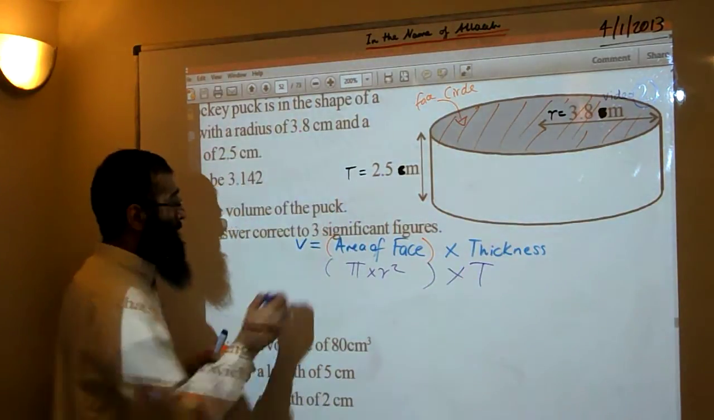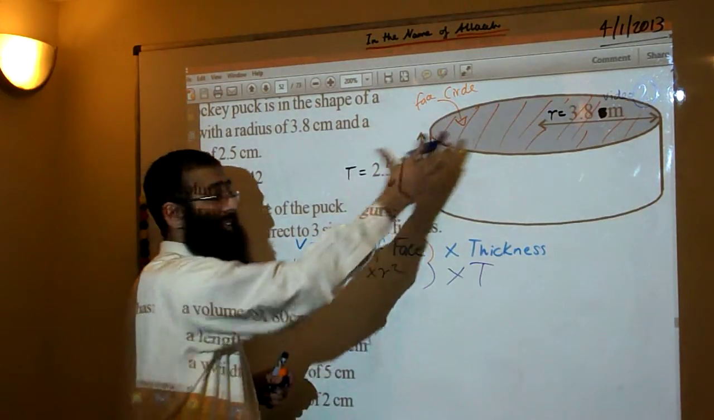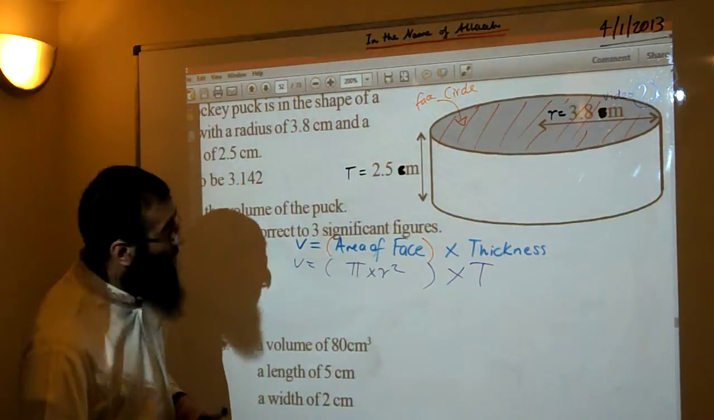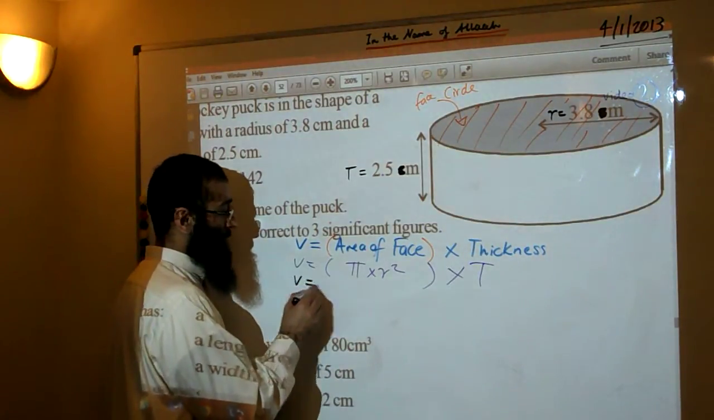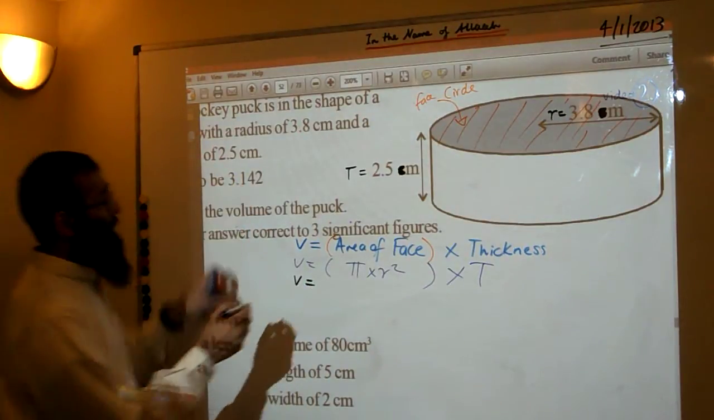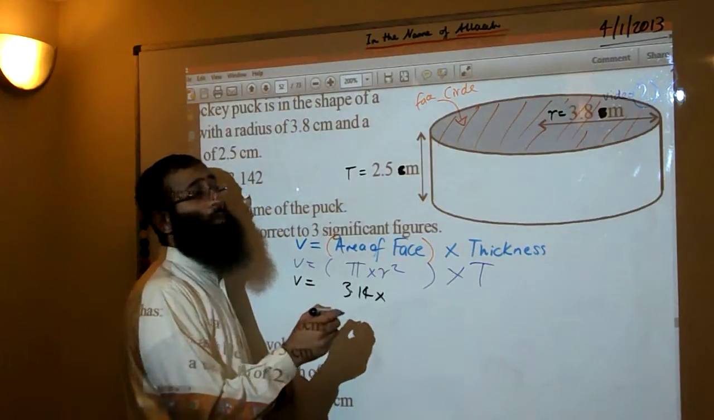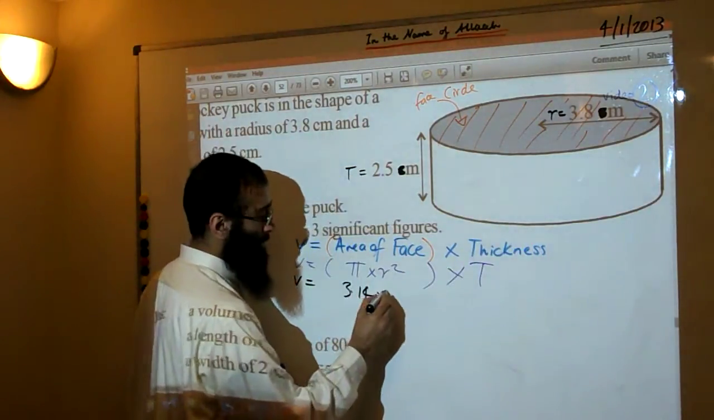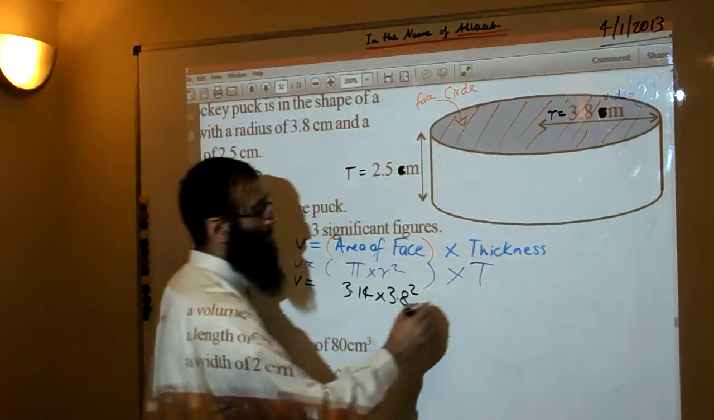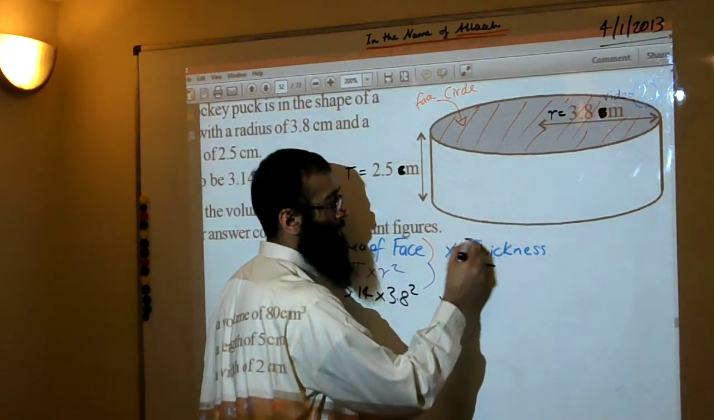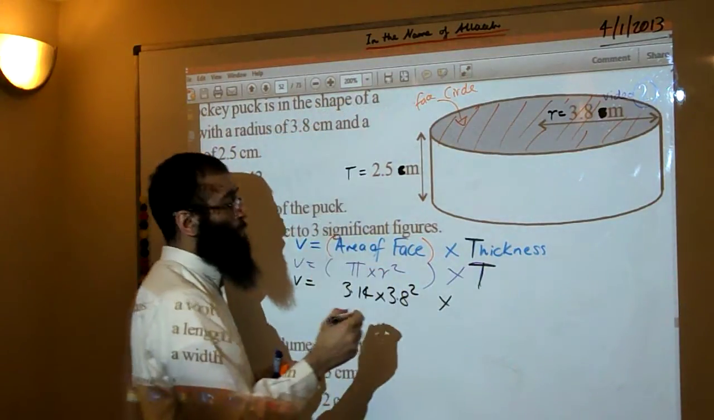Right, let's get cracking with this particular question. That's our general formula. Now we make it specific for this question, we just need to throw in the numbers. So volume is equal to pi, which they've asked us to use 3.142, times the radius squared, which is 3.8 squared, and then we multiply that by the thickness. The thickness here, the height in the context of the question, is 2.5.